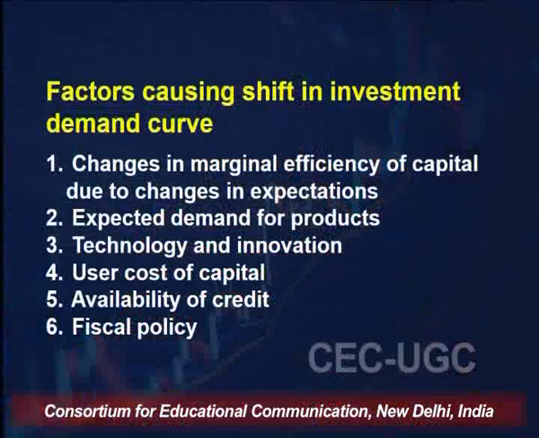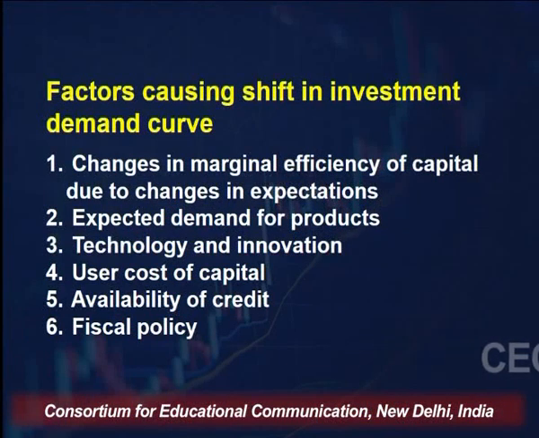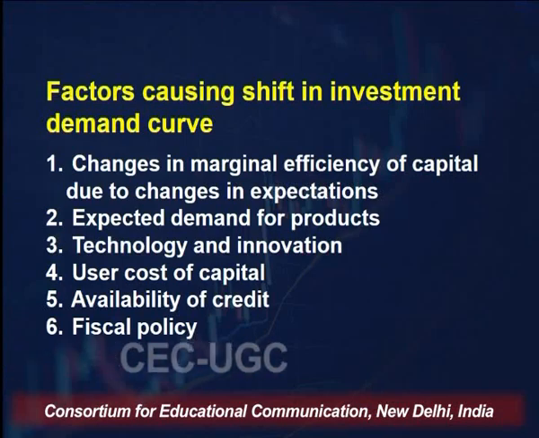Then technology and innovation, user cost of capital, and availability of credit. If there is more availability of credit, if the government is having a liberal monetary policy and fiscal policy, and if they are providing loans at a lower interest rate, or with fewer formalities and less paperwork, then people also go for credit. So fiscal policy again is a factor which leads to a shift in the investment curve.